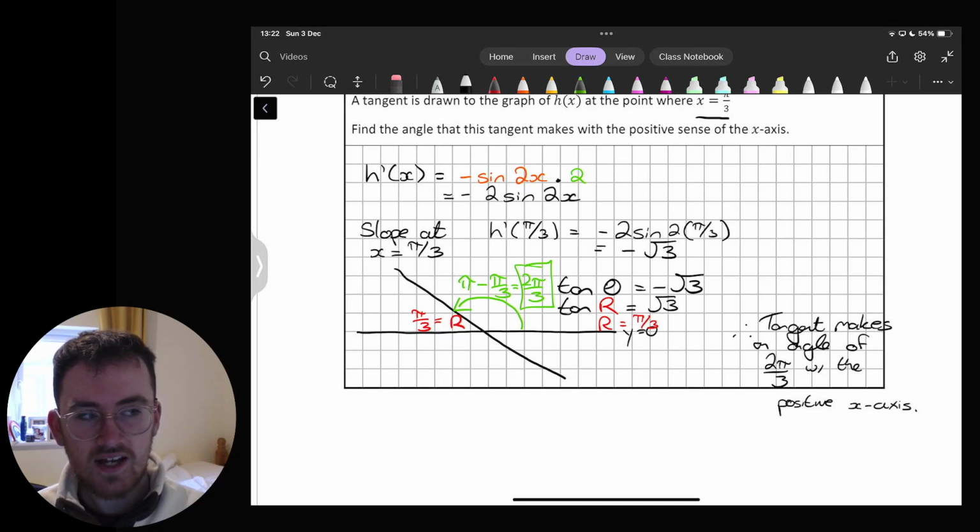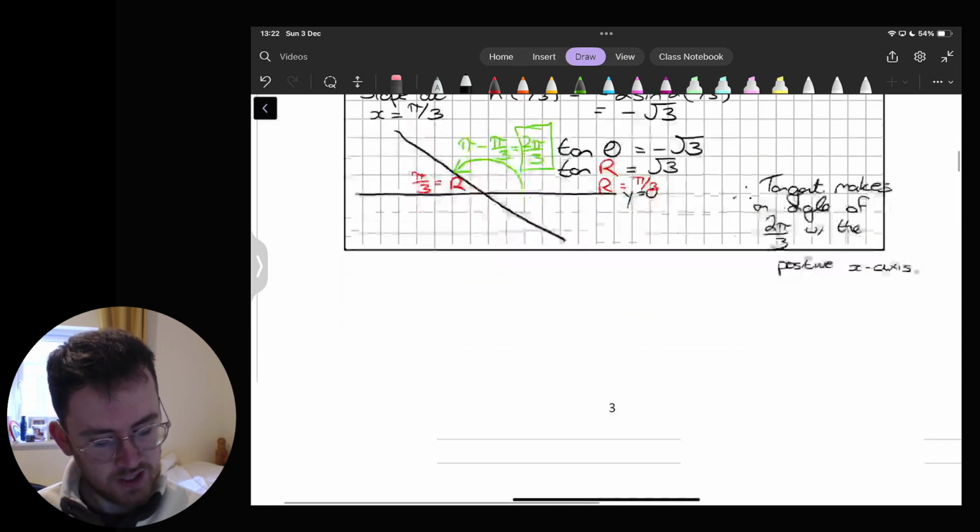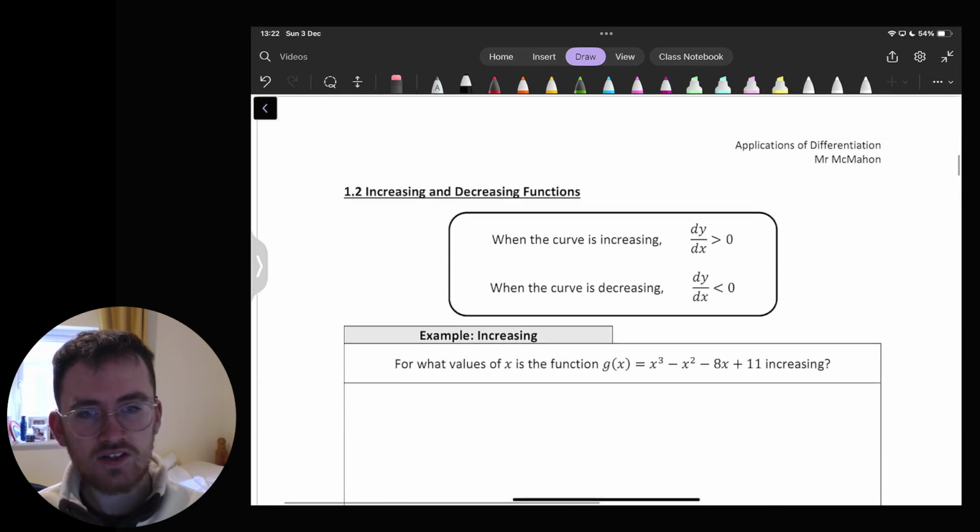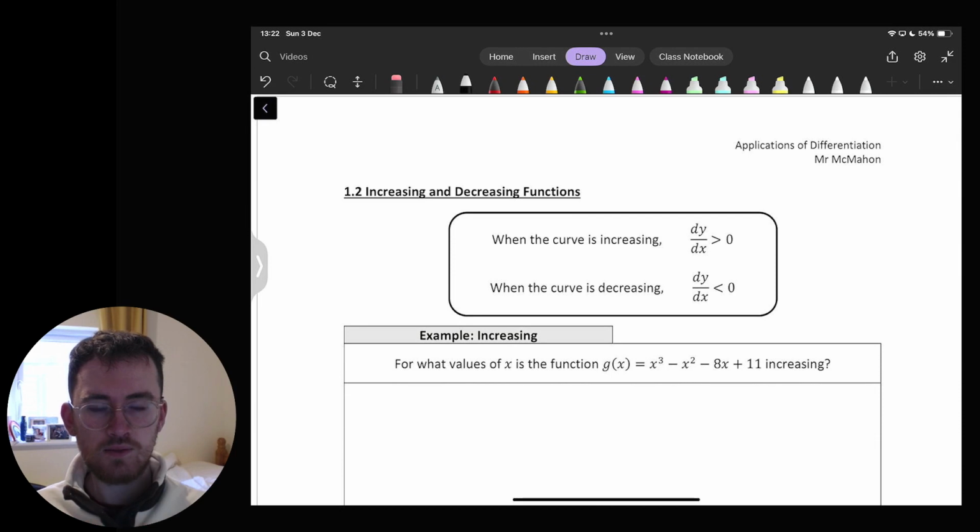So a few different elements, if you like, coming into that part. Let's just move on then to the increasing and the decreasing functions. So we've looked at this maybe a little bit before, or kind of have thought about it, but we're just making it a bit more explicit here.